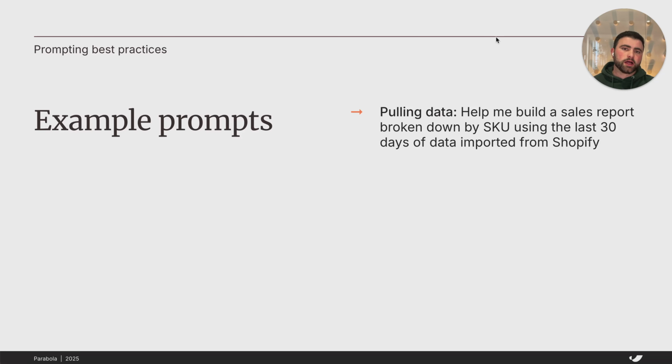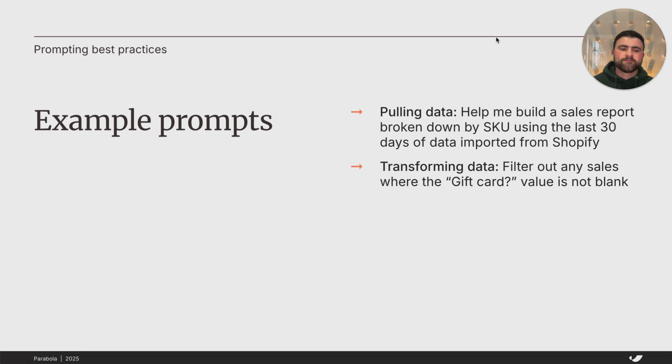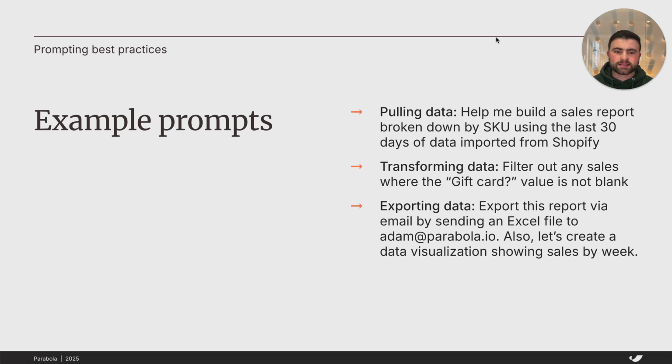When you open a new flow, your first prompt might look something like, help me build a sales report broken down by SKU using the last 30 days of data imported from Shopify. Once we've loaded up our data, then maybe we ask, filter out any sales where the gift card value is not blank. Finally, we could ask, export this report via email by sending an Excel file to adam@parabola.io. Also, let's create a data visualization showing sales by week.